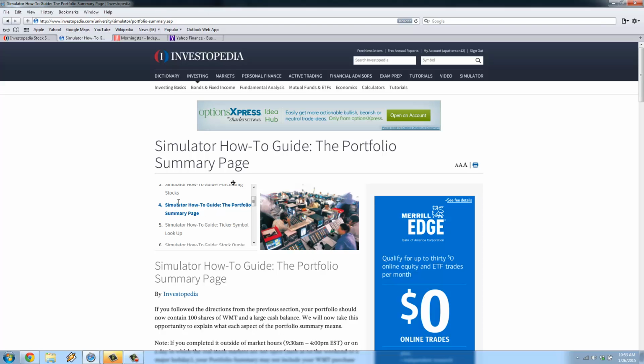You can find these types of strategies in the simulator how-to guide on this page. You can see there's a diversified portfolio, there's help on selling stocks, there's advanced trade types. You can learn more about short selling. And these are great resources for you. You can spend as much time as you want on here, and you can get some really good information.